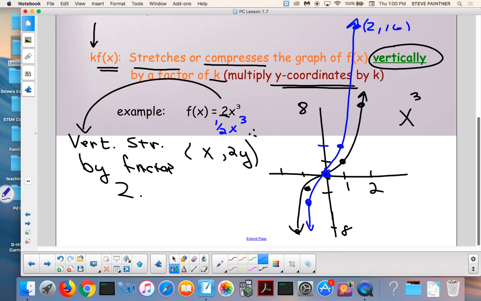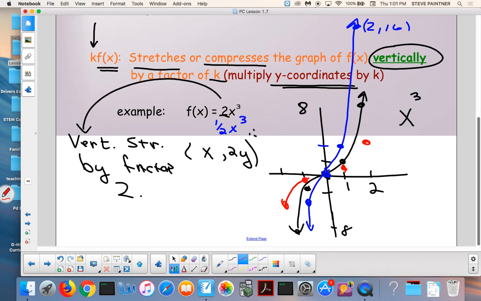That's going to compress the whole thing by what number? By factor 1/2. Which means all the y values get what? Closer to the x-axis. How much closer? Half. So 1, 1 would become 1, 1/2. Negative 1, negative 1 would become negative 1, negative 1/2. You get what I'm doing? 2, 8 would be what? 2, 4. And, of course, negative 2, negative 8 would be negative 2, negative 4.